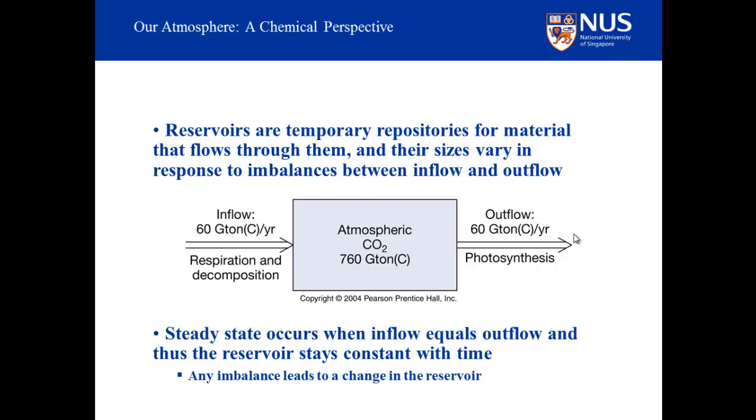Any imbalance in these rates leads to a change in the level of atmospheric carbon dioxide. When the inflow exceeds the outflow, the atmospheric carbon dioxide level rises. This situation is analogous to the Northern Hemisphere winter condition. When the outflow exceeds the inflow, the level falls, analogous to the Northern Hemisphere summer condition.